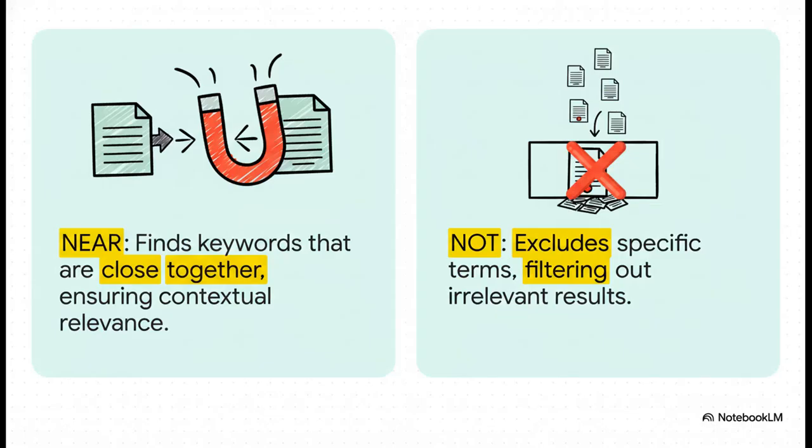Now, there are a few of them, but for now, let's focus on the 2 most important ones: near and not. Near is amazing. It tells the system to find 2 words, but only if they're close to each other, like within about 10 words. This makes sure they're actually related in context. And not? Well, that's your bouncer. It kicks out any results that contain a word you don't want to see.